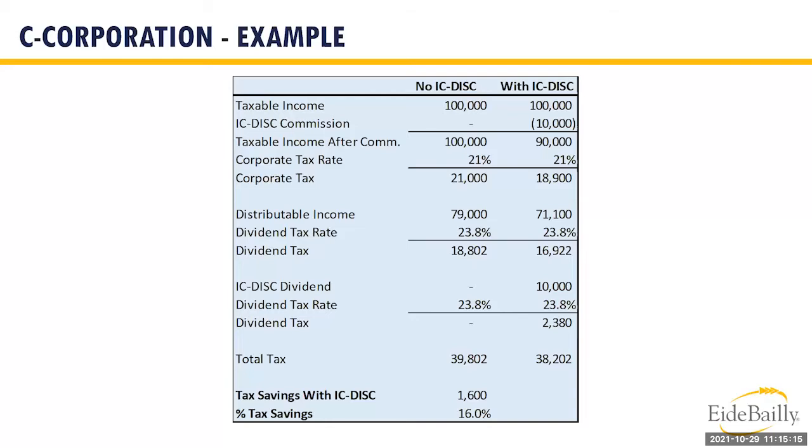So that's where we get the 16% tax savings, because our 1,600 of tax savings divided by the 10,000 commission is 16%.